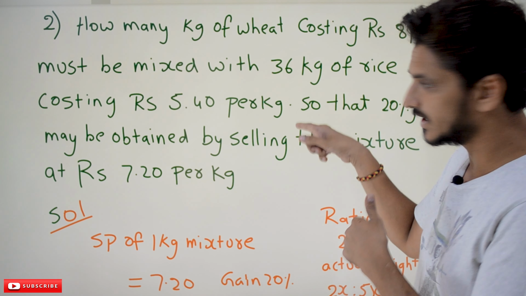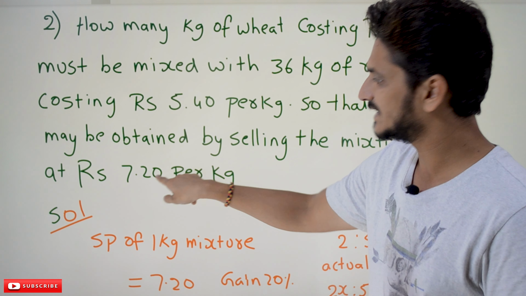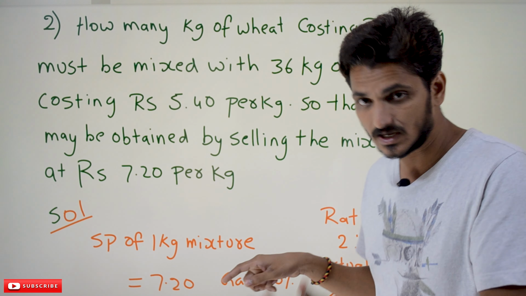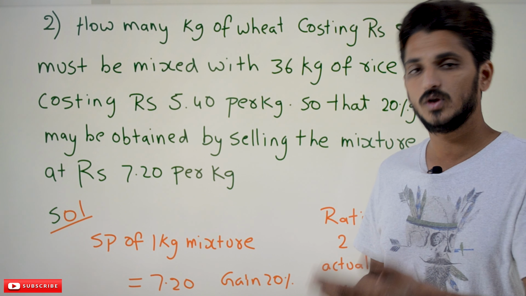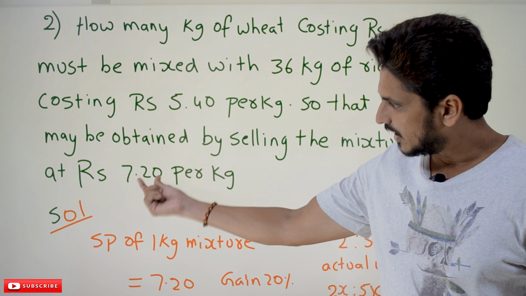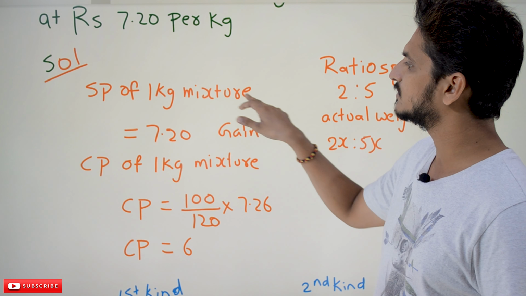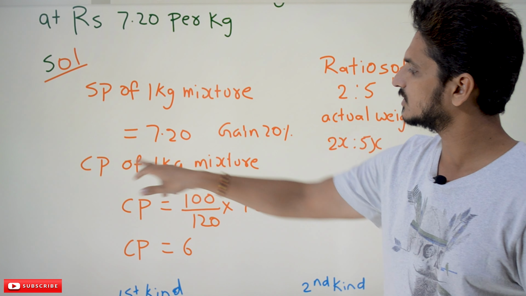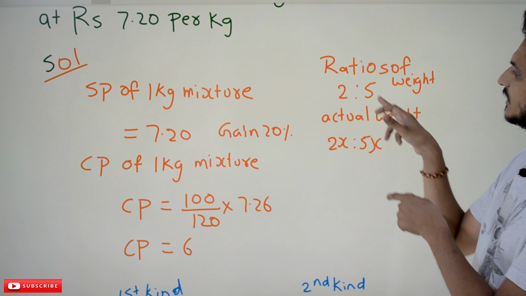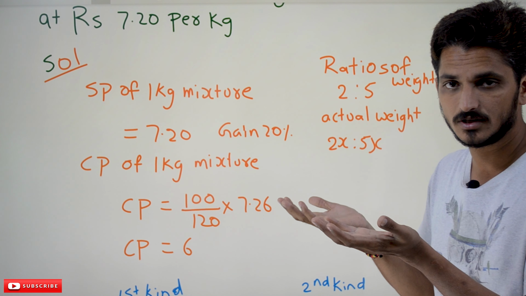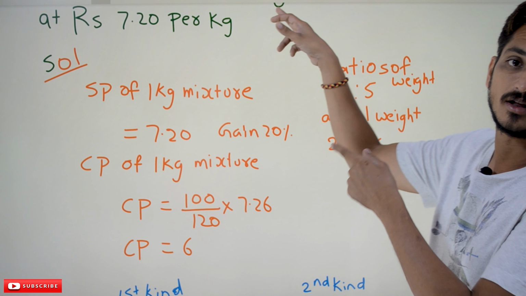In the example it is saying that 20% gain may be obtained by selling the mixer at 7.20 per kg. If you sell that mixer for 7.20 per kg, you are going to get a profit of 20%. So we already know profit and loss. If selling price is given and gain percentage is given, you can identify the cost price. Selling price of 1 kg mixer is 7.20, gain is 20%. In order to understand ratios, we have written here 2:5. This is the ratio of weights, but the actual weights are 2x:5x. This 5x is already given, rice 36 kgs.